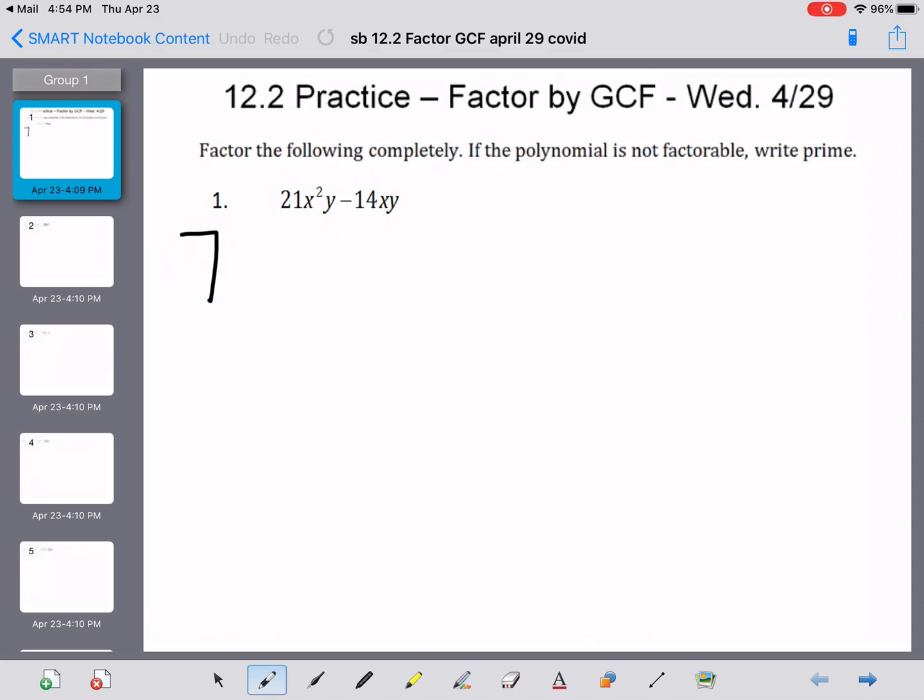Between x squared and x, we're going to take the lowest exponent. And between y and y, we're going to take the lowest exponent. So that's our greatest common factor. And then we want to finish the rest.